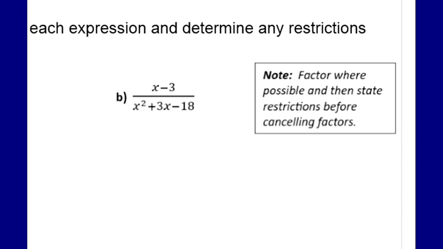So I can factor, right? So again, product of negative 18 and a sum of 3. So what two numbers multiply to negative 18 but add to 3? We have positive 6 and negative 3. So that means that my expression now becomes x minus 3 divided by x plus 6 times x minus 3.